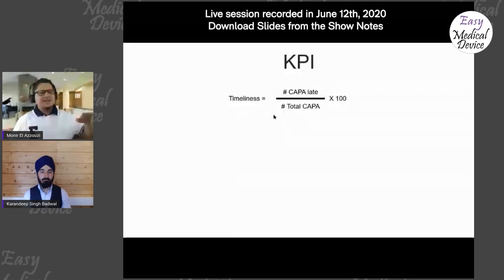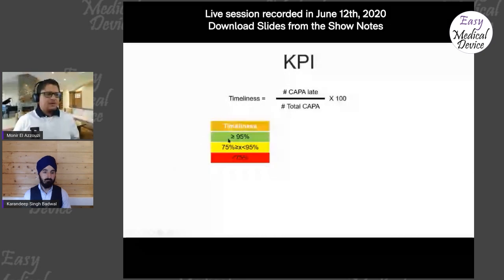It's the inverse. Sorry, how many were not late? So we just change that. If we have 10 CAPAs, we have maybe 7 CAPAs that are not late and 3 that are late. And so it can give you a number, a percentage here. For example, if the timeliness is at more than 95%, we are good. If it's between 75 and 95%, we are on average, if I can say. And if it's below 75%, we are bad.